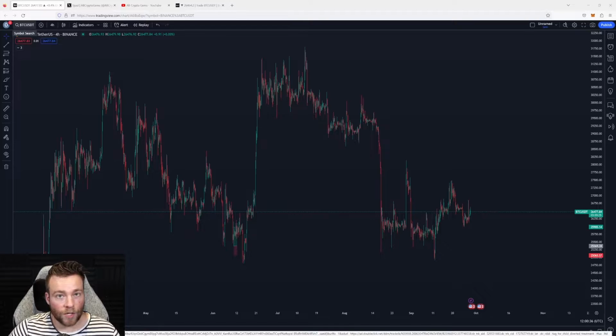Now, you can use pretty much any coin that you want, but as Bitcoin is the biggest one and usually has the most amount of liquidity, it's the one that I like to use, but you can also use, for example, Ethereum or any other coin for that matter. Now, the same goes for the time frame. I'm actually using the 4-hour time frame.